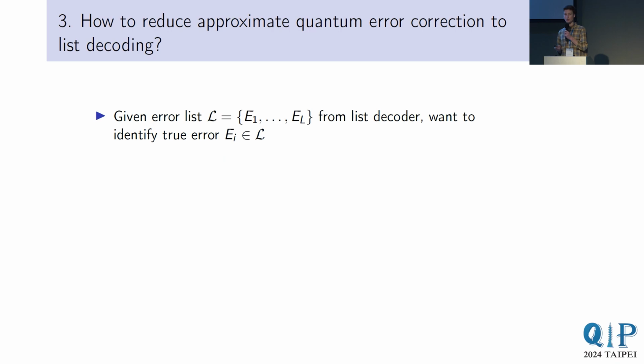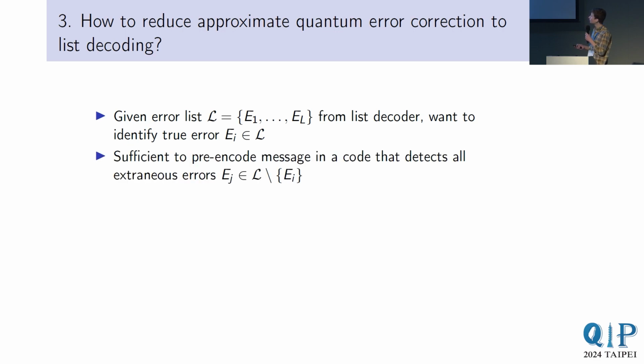So the final challenge was going from quantum list decoding to approximate quantum error correction. The challenge here is we assume that our list decoder has given us a list of errors, a short, polynomial-sized list, E1 through EL, of classically described Pauli errors, and we want to identify which of these errors has actually occurred. An initial observation here is that the list decoder has reduced the problem of correcting from an arbitrary low weight error to the problem of just correcting from this very short list of errors. So the list decoder has drastically reduced the set of possible errors.